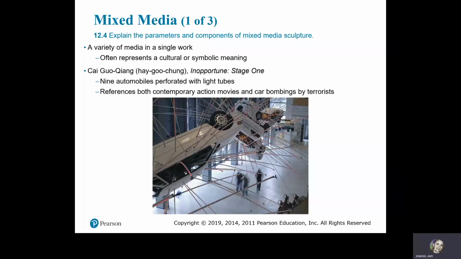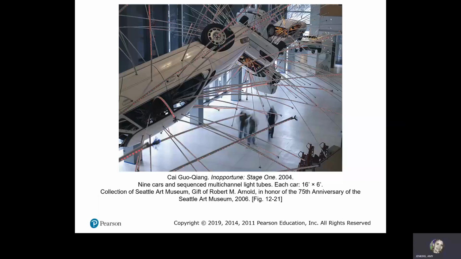Mixed media is a variety of media in a single work. It often represents a cultural or symbolic meaning. Haegue Yang, Inopportune, Stage 1. 9 automobiles are perforated with light tubes. It references both contemporary action movies and car bombings by terrorists. 9 cars in sequence with multi-channel light tubes. Created in 2004.